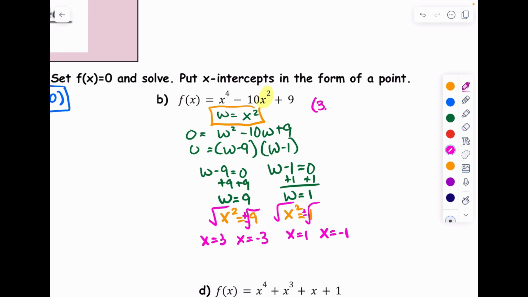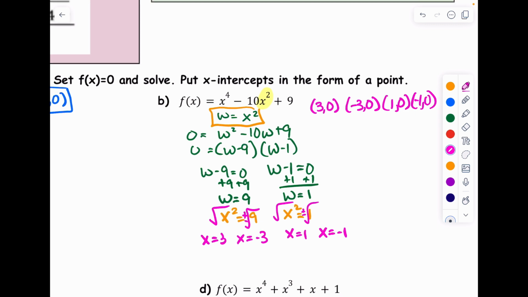So we would have (3, 0), (-3, 0), (1, 0), and (-1, 0). So those are the intercepts for this graph. So once we have the intercepts, we can help form the graph a little bit better.